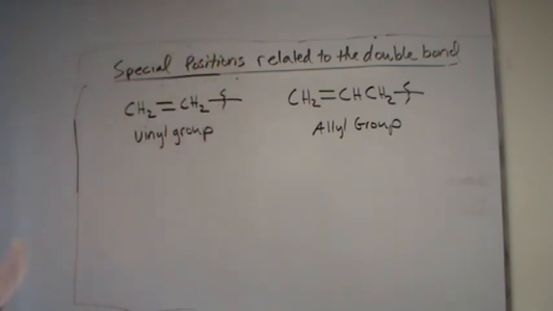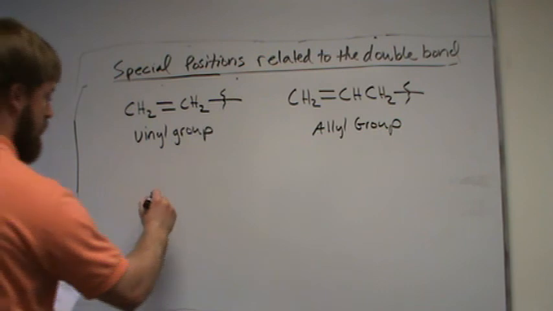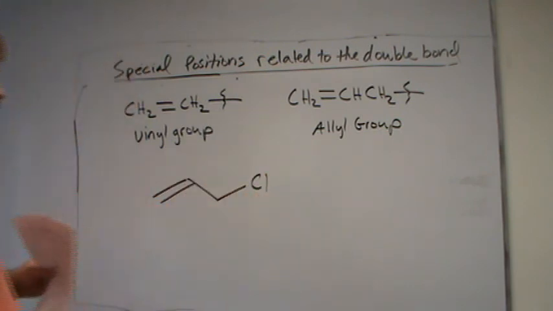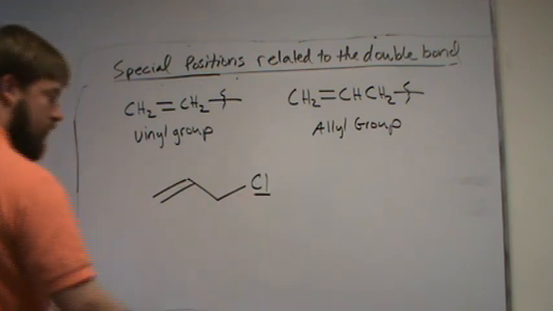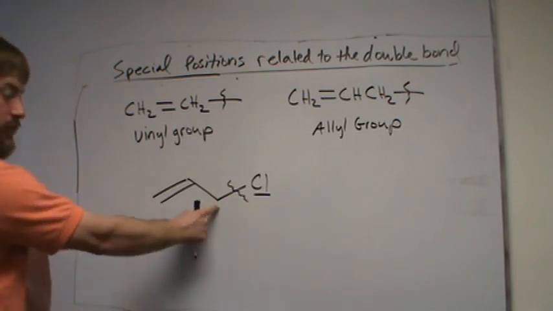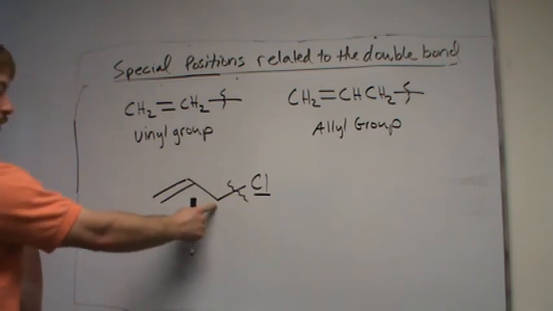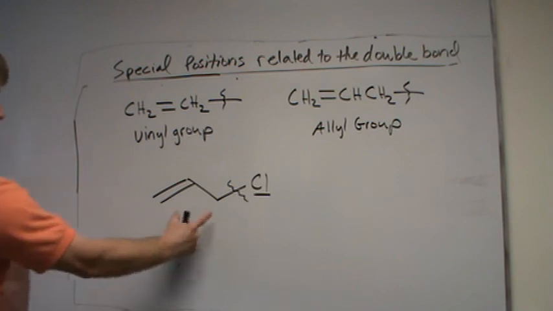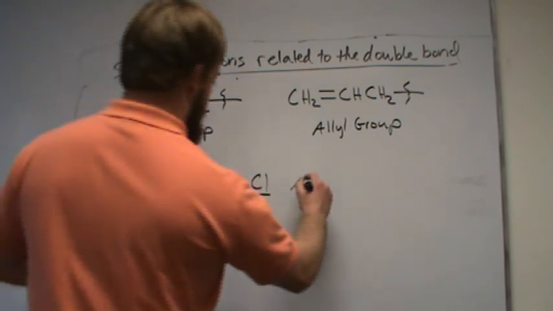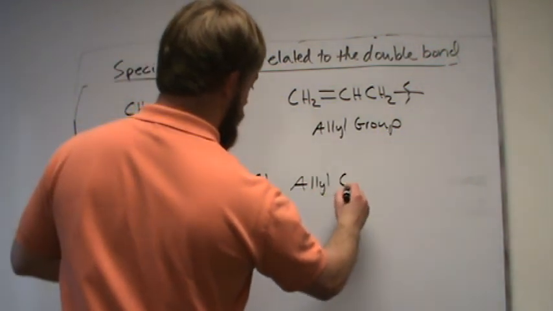How could you name this using similar notation? What would you name that? Or give me both ways. Give me IUPAC and common name. Okay. So this chlorine substituent is directly attached to a carbon that is one carbon away from the double bond. So this is an allyl group. We could call it allyl chloride.